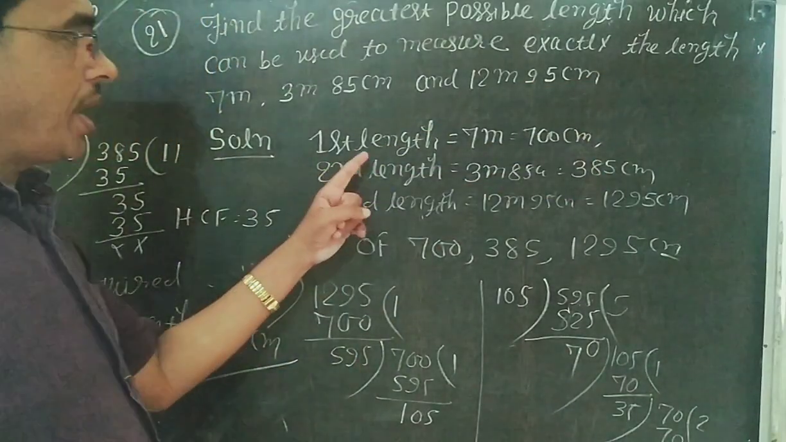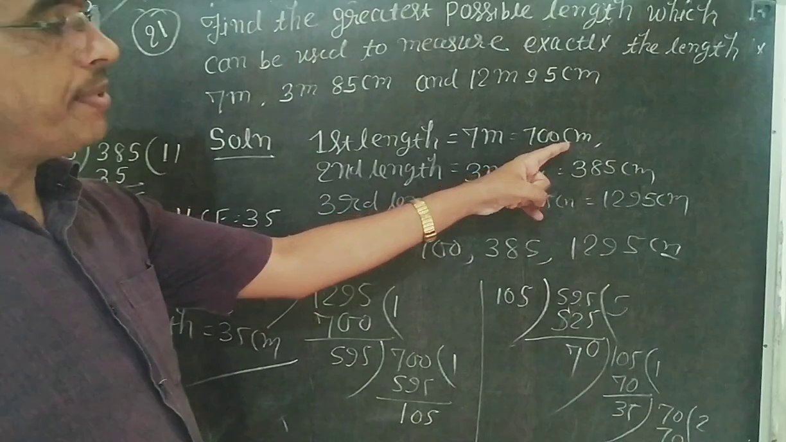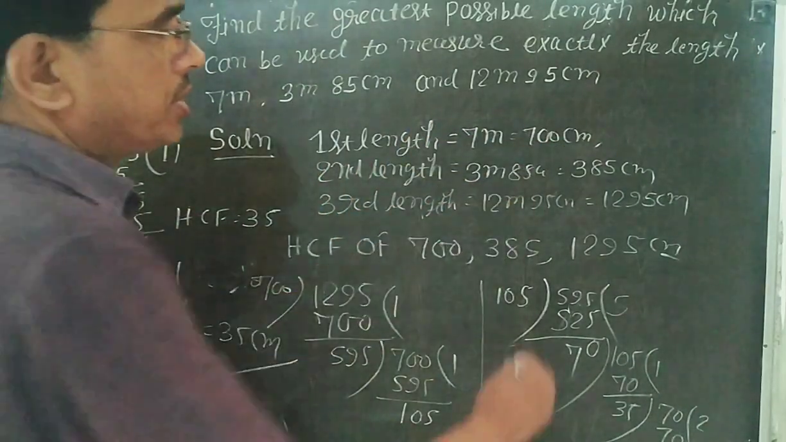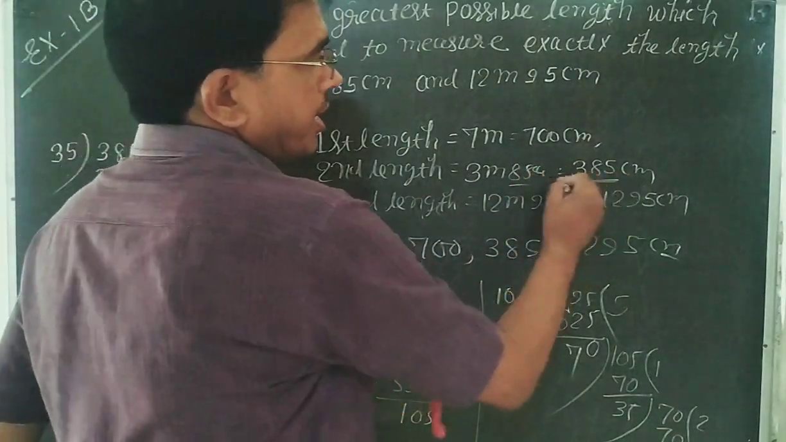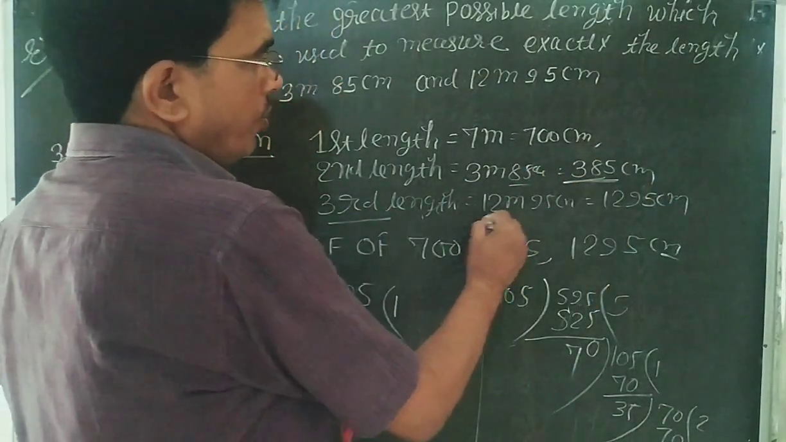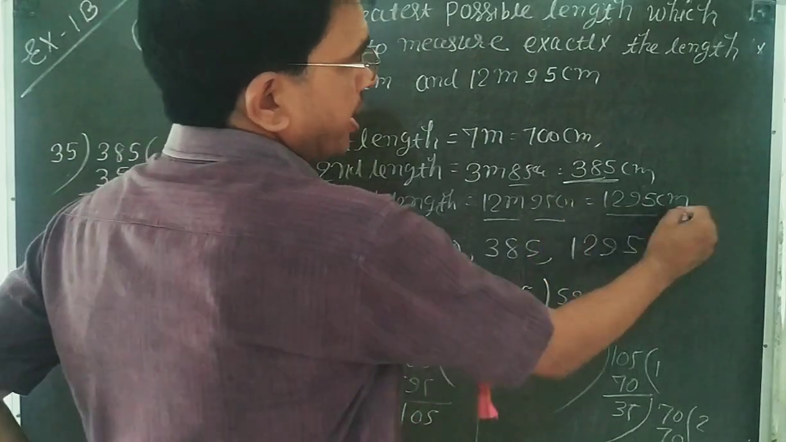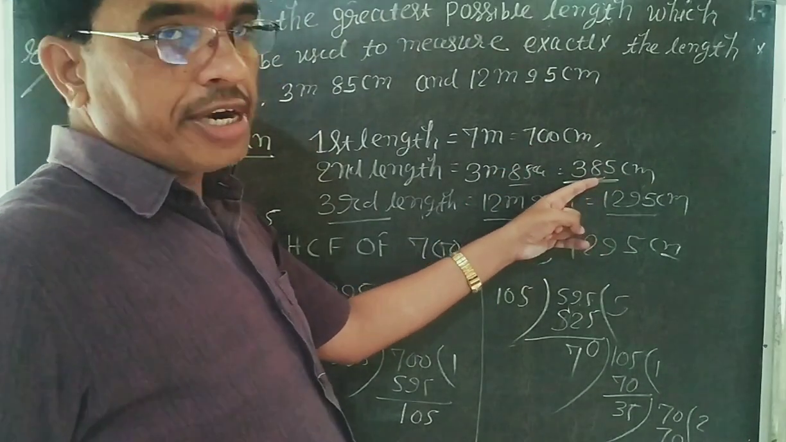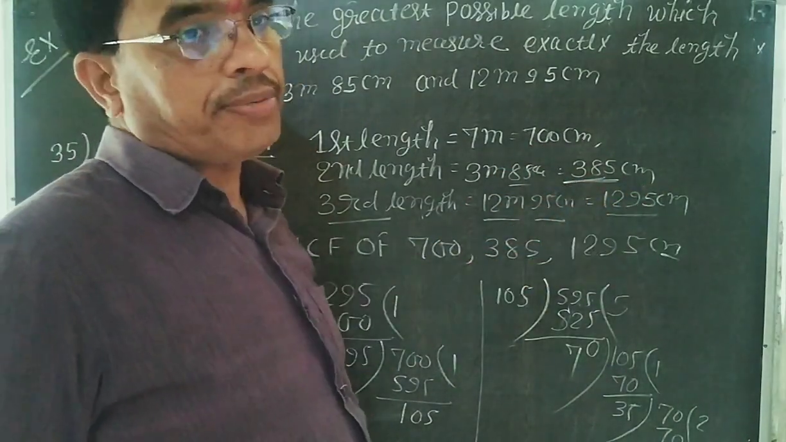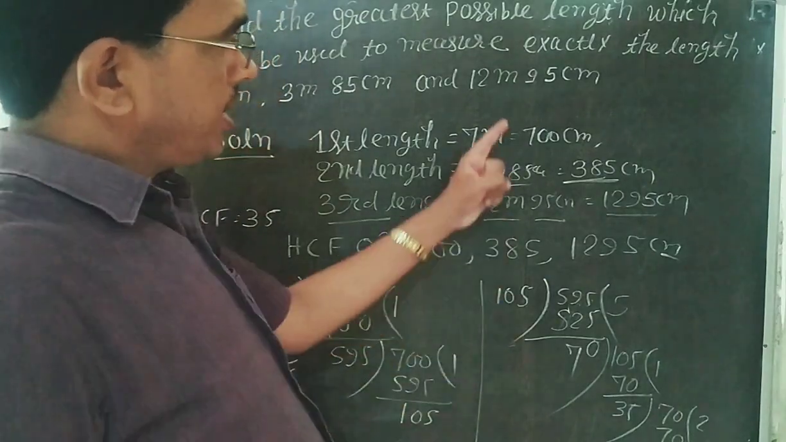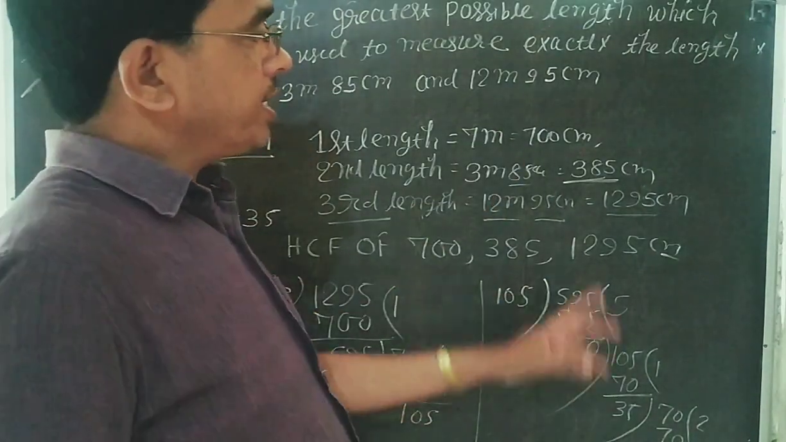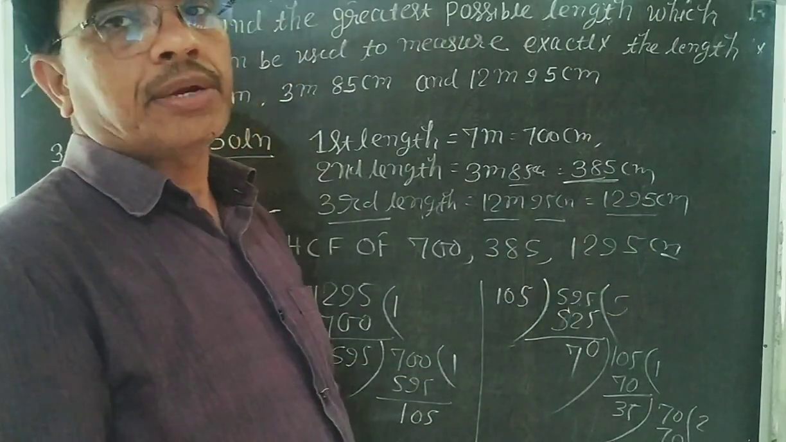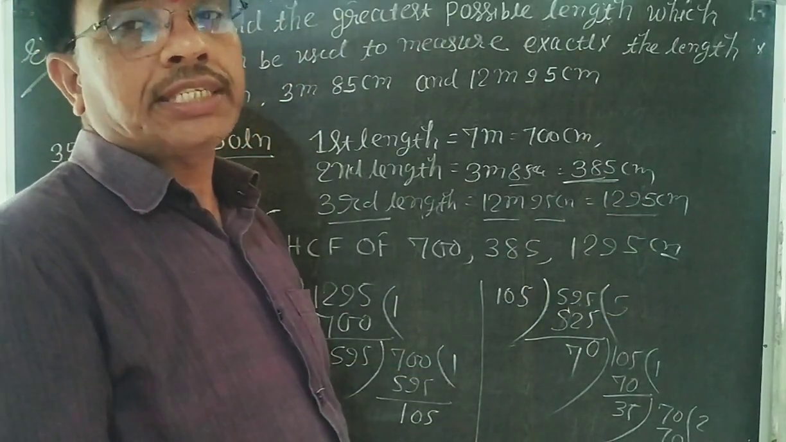So first, find the length 7 meter and convert it to centimeter, so it is 700 centimeter. Second length 3 meter 85 cm, converted into centimeter, is 385 cm. And third, 12 meter 95 cm is 1295 cm. So there are 3 lengths: 700 cm, 385 cm and 1295 cm. Now your question is, what is the greatest number that exactly divides 700, 385 and 1295? Then it is clear you have to find the HCF.